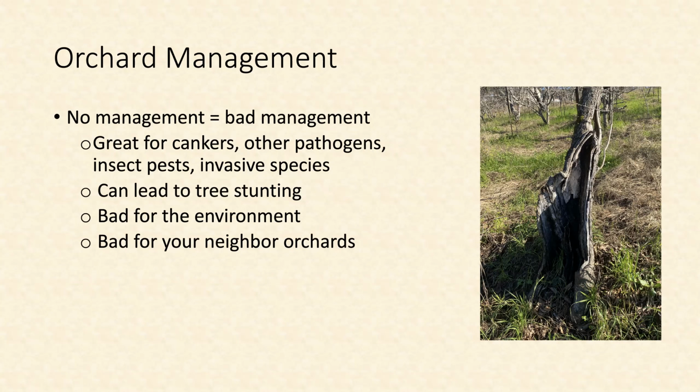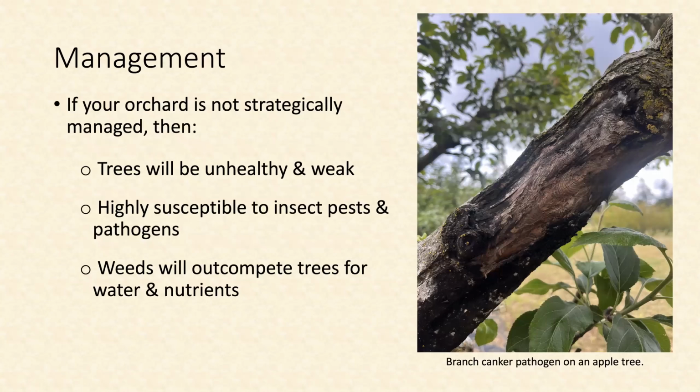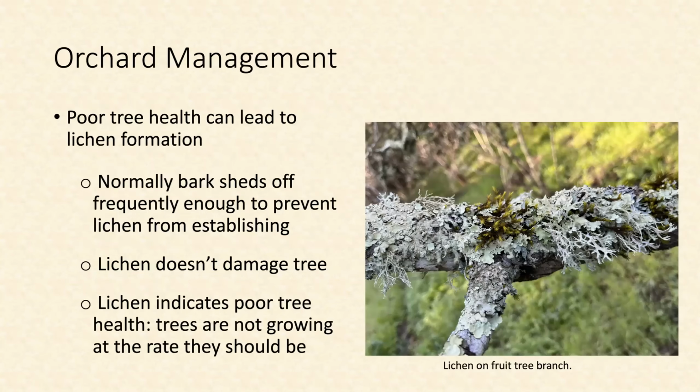It can also lead to tree stunting. It's not necessarily great for the environment if you're harboring a lot of pests at your orchard, and your neighbors also might not appreciate having a lot of pests or pathogens moving into nearby areas. So it's kind of a regional thing to think about too, in terms of regional effects. If your orchard is not strategically managed, your trees are going to be unhealthy and weak, highly susceptible to insect pests and pathogens, and not to mention your weeds are going to outcompete your trees for those resources.